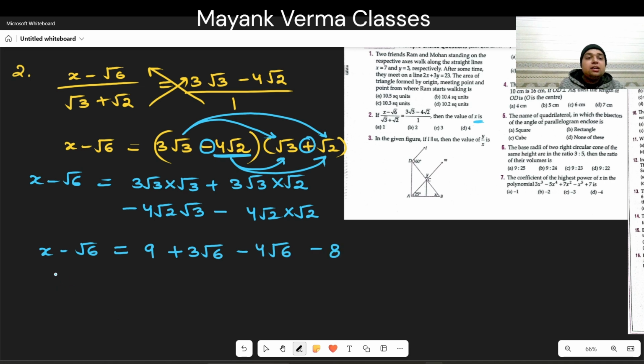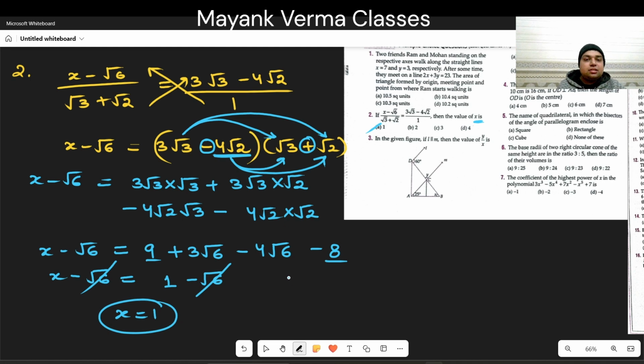So let's solve it further. X minus root 6 will be 9 minus 8, that is 1. And 3 root 6 minus 4 root 6 will be minus root 6. So this minus root 6 gets cancelled out. So x will be equal to 1. This will be the result of this second question. So option A will be the correct answer in this.